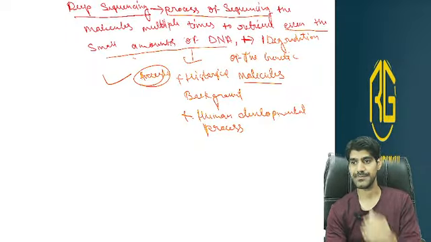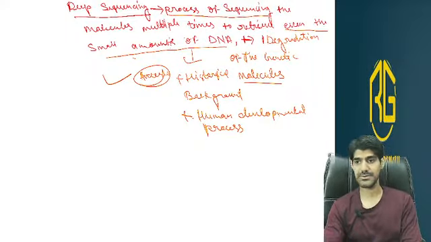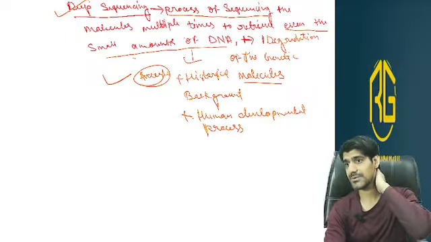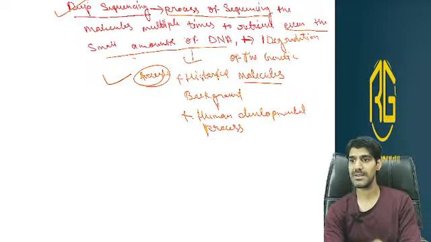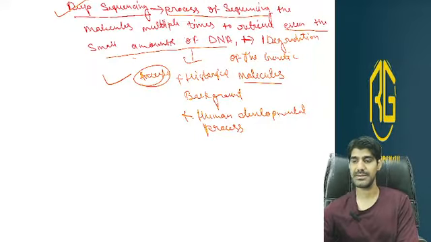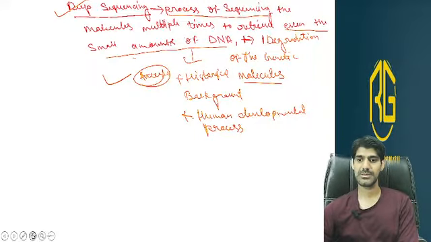So we have defined deep sequencing. Deep sequencing is nothing but the process of sequencing the molecules multiple times to retrieve even the smaller amounts of DNA, so that we can know the information of the past predecessors or any other information. So the next point is the advantage.